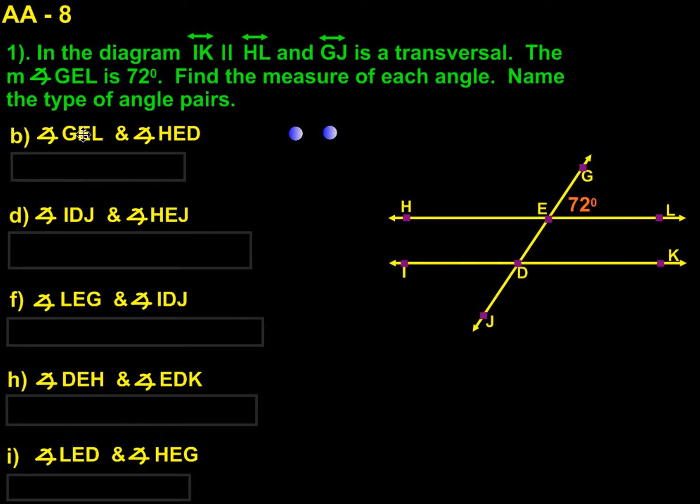So the first one we have is GEL, and I'll put a dot there so we can recognize that. GEL and HED. And HED is right here. So if we look, we can see we have vertical angles, and if GEL is 72 degrees, we know vertical angles are equal. So this also has to be 72 degrees.